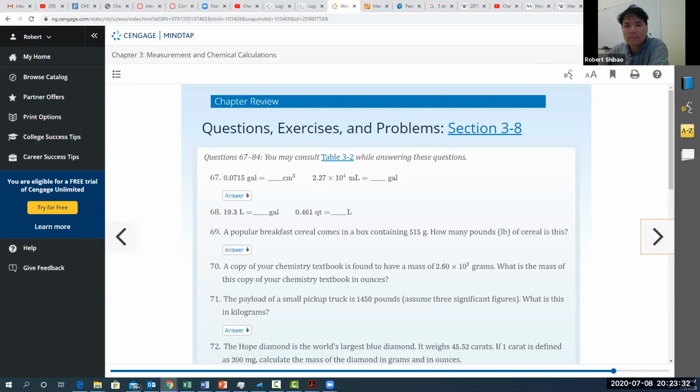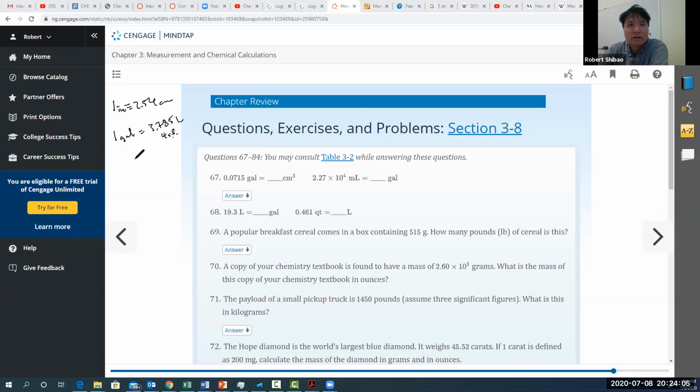And let me write some of those down. We know this one, 1 inch is 2.54 centimeters exactly. So I'm going to write 3 bars there. And then others that are very useful. 1 gallon is equal to 3.785 liters. This is 4 sig figs.